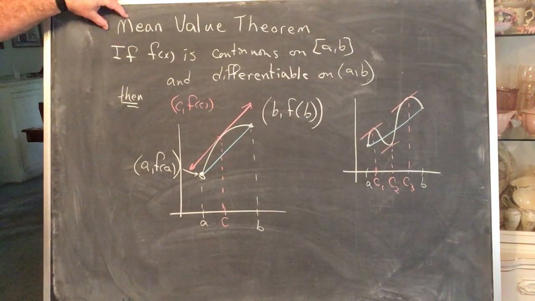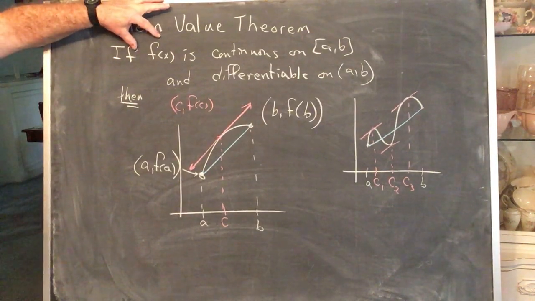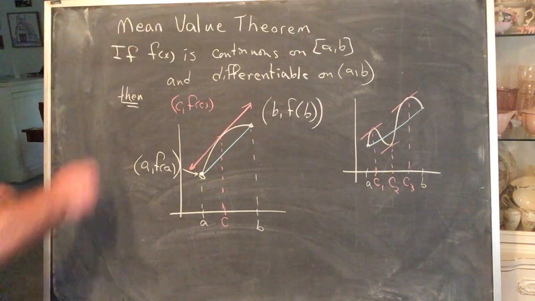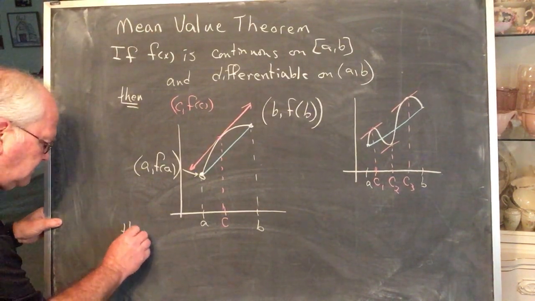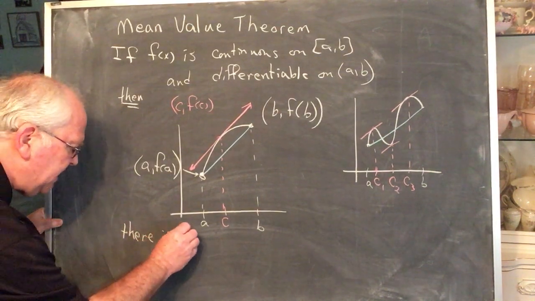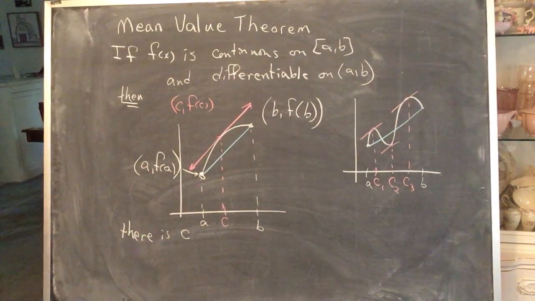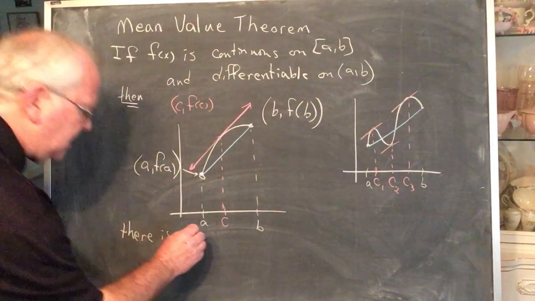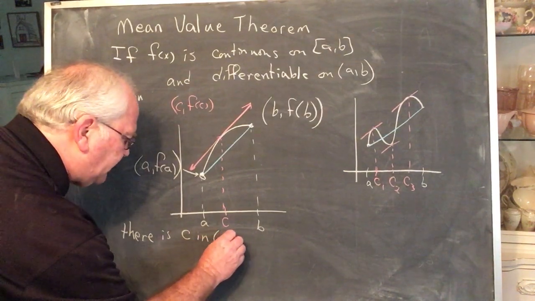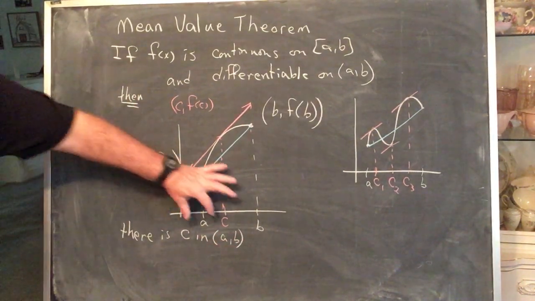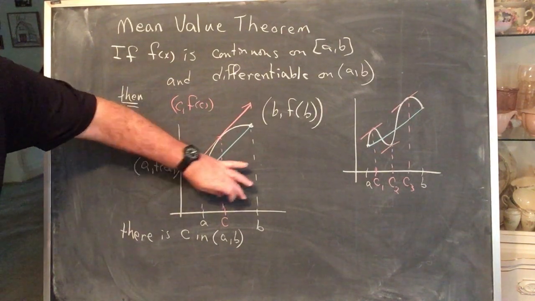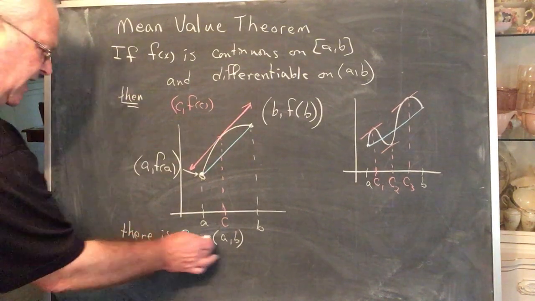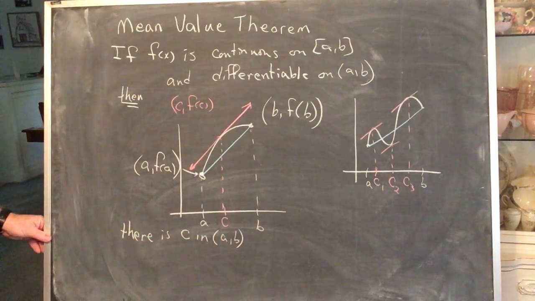So, the mean value theorem says, if a function is continuous on the closed interval, and differentiable on the open interval, then there is a C, and remember, there's at least one, there may be more than one, but there's at least one value C in the open interval (a, b). So remember what this means. C is not allowed to equal a, C is not allowed to equal b, but it must be somewhere in between. There exists a C in the open interval, and then what must be true there?